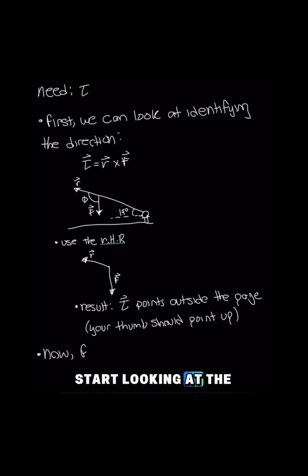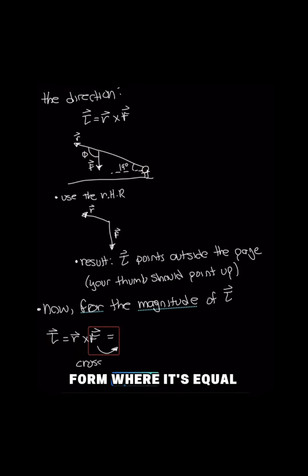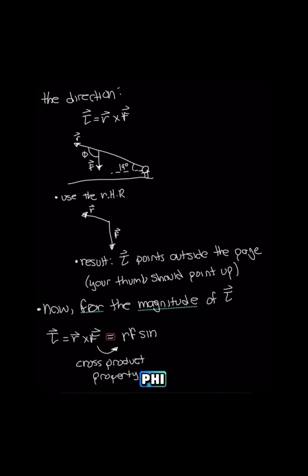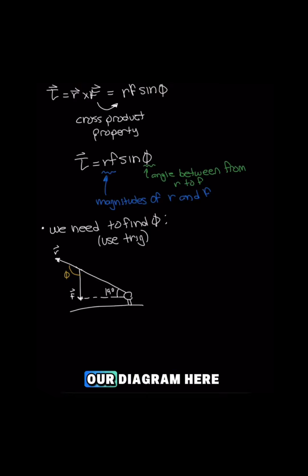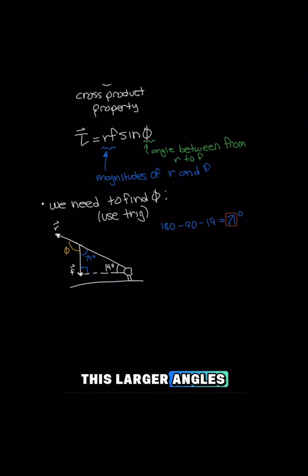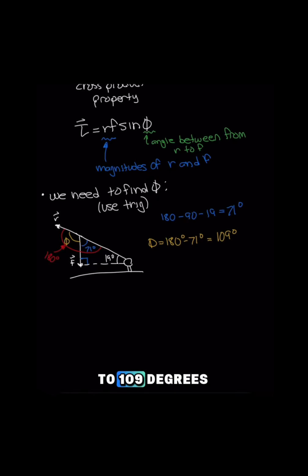And now we can start looking at the magnitude. If you remember the cross product, we can also write it in this form where it's equal to R F sine phi, where R and F are just the magnitudes and phi is the angle between them. If we look at our diagram here, we can identify that we need to solve for phi, which is the angle between them. So if we use some trig, we can use that any right triangle is equal to 180 degrees, and then we can find this angle here. And then we can identify that this larger angle is equal to 180 degrees. So if we just subtract 71 from it, we'll get phi. If we do that, we get phi is equal to 109 degrees.